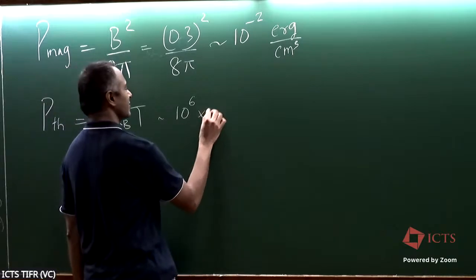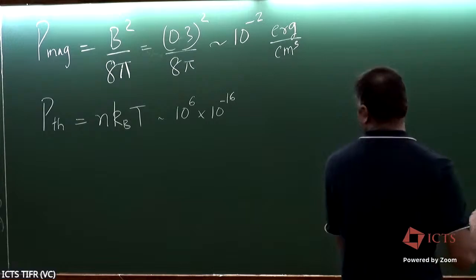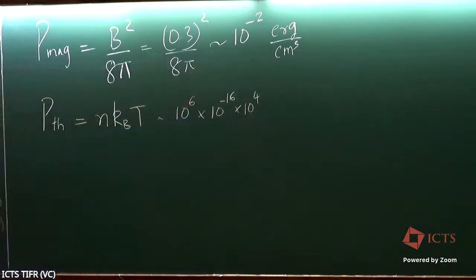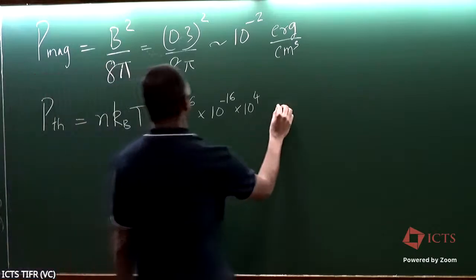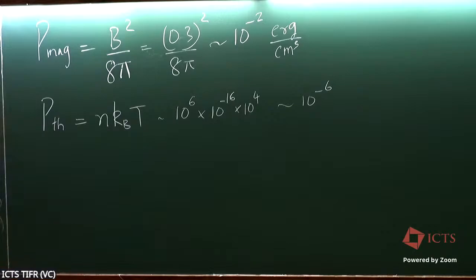Boltzmann constant is roughly 10 to the minus, I think 16. And T is, let's say, 10 to the 4 Kelvin. That's roughly the order of magnitude. Yeah, so this is of the order 10 to the minus 6 in the same unit, ergs per cubic centimeter. That's the thermal energy. So you can see that the plasma thermal energy is way lower than the magnetic energy.